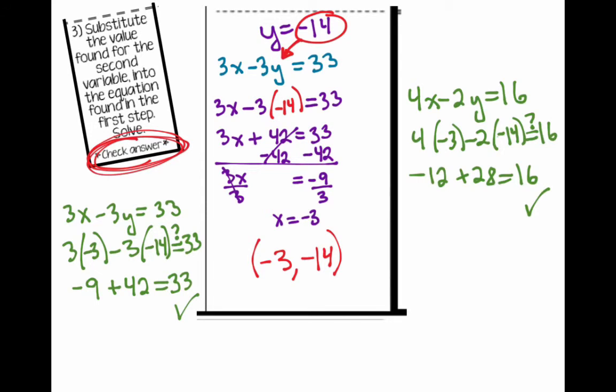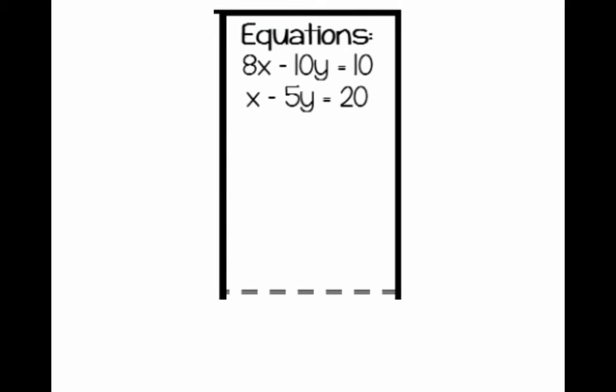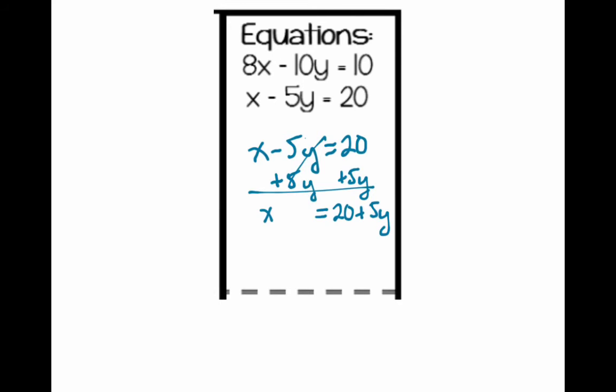Try it on your own first. There's our system. Pause the video. Try it on your own. Did you pause and try it on your own? All right. Well, here's the icky part. You may have solved for a different variable. But I looked at this and I said, oh my goodness, look at that x all by itself. I'm going to solve for x because that's going to be so simple. So I took that equation and all I had to do was add 5y to both sides. And I ended up with x is equal to 20 plus 5y.